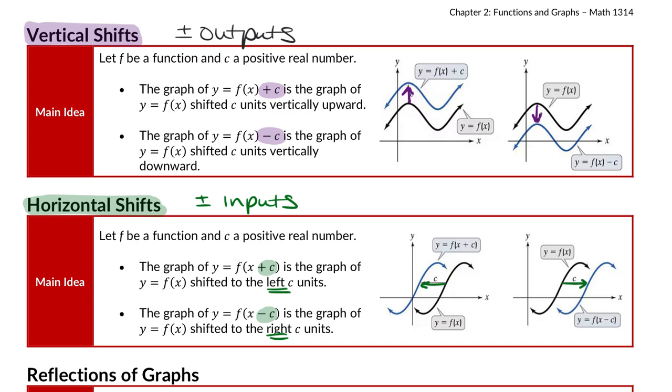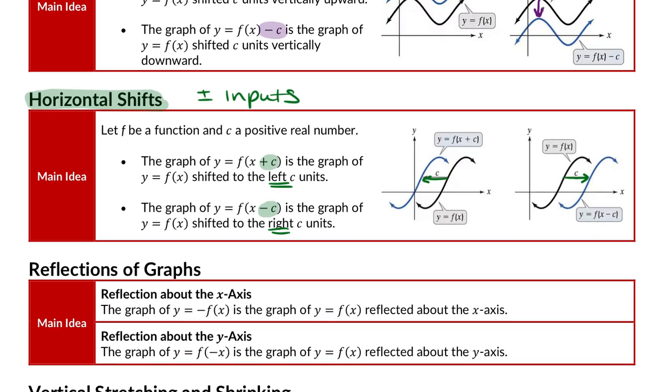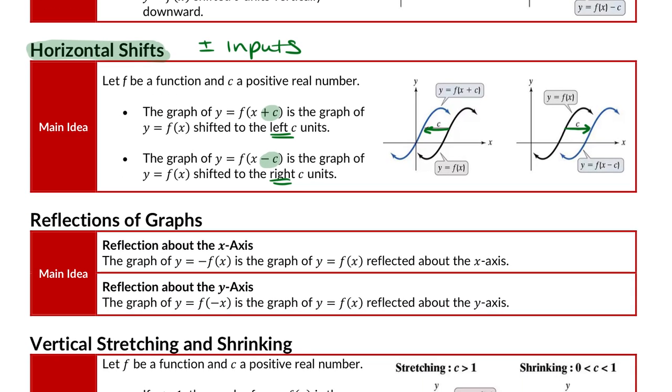Up next, we have our reflections. This one is not super challenging. Reflections are, I don't even have a picture here, the ones that flip over an axis. So if we're trying to reflect something about the x-axis, so we're reflecting over the x, you're going to multiply a negative in front of the function, which changes every single term in the function. You might have to distribute something here.